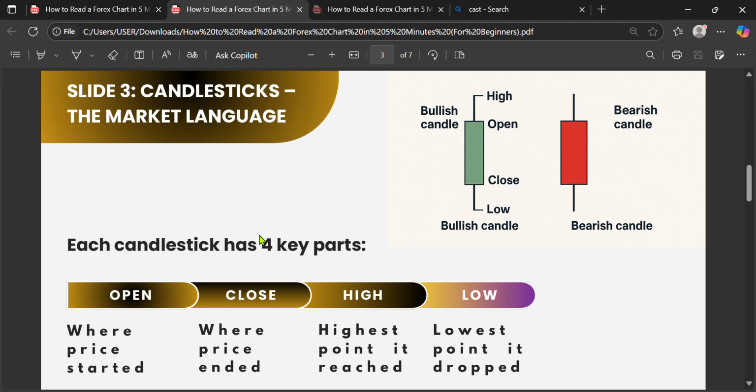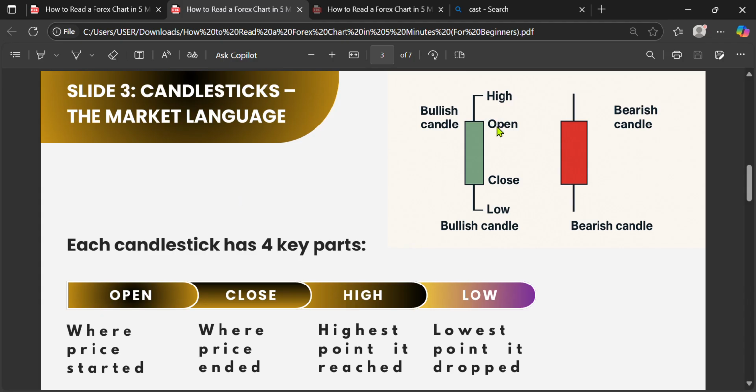Why is this the market language? The candlestick is the only thing that you will see on the chart, and it is what represents every transaction being made in the market. That is the meaning of market language. You will not see anything other than the green and the red candles. Now every candle has the open, the close, the high, and the low.